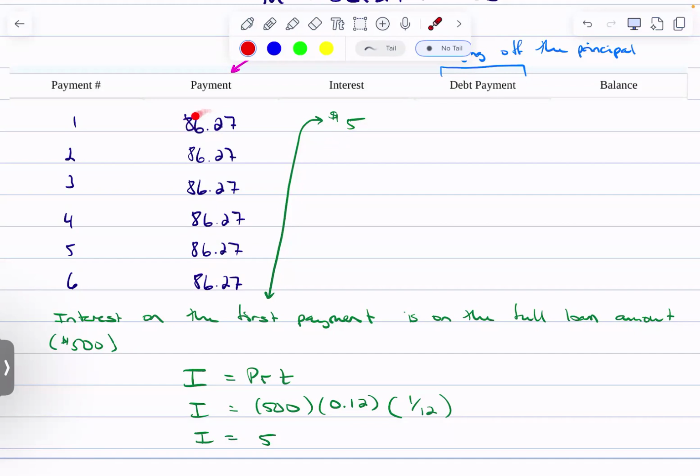But you've made a payment of $86.27, right? And so from this $86.27, they take their $5 and the rest is paying off your debt, right? And so now, how much is paying off your debt? Well, it should be probably 86.27 minus 5, which is 81.27. And these are all dollar amounts, of course.